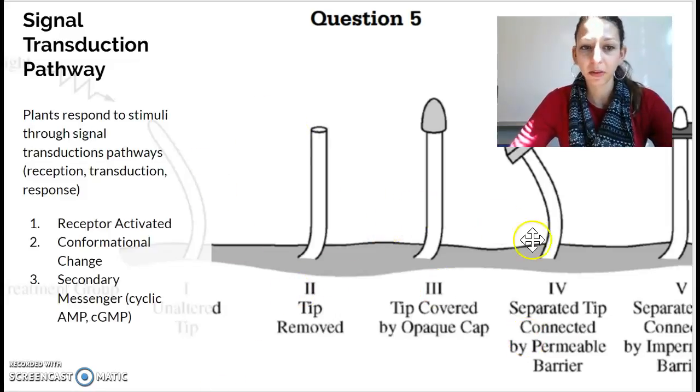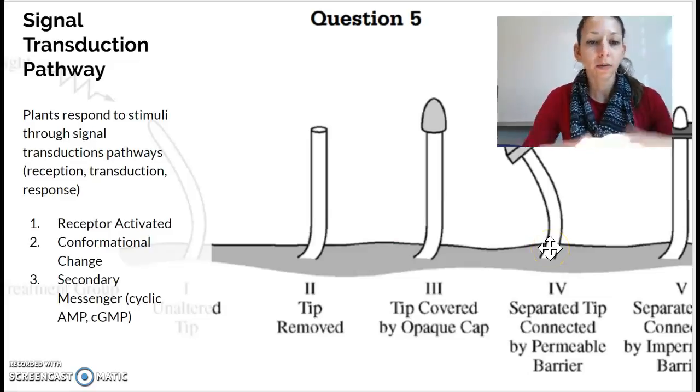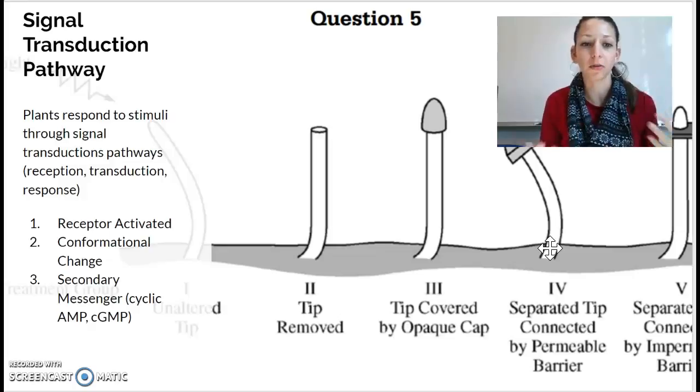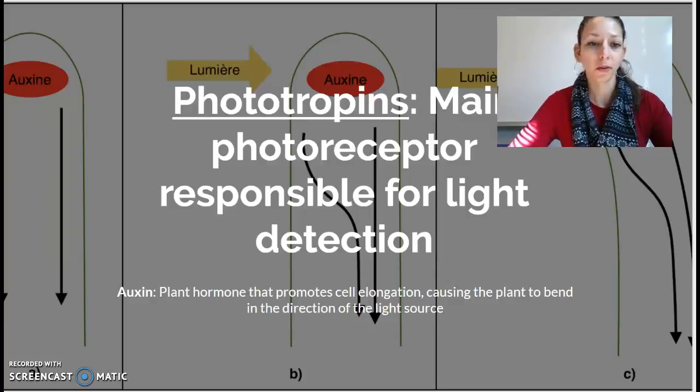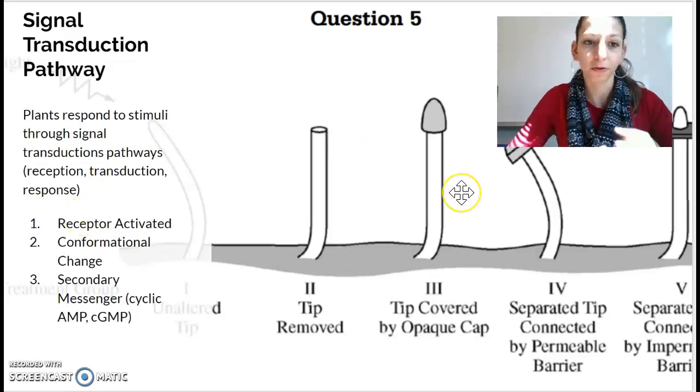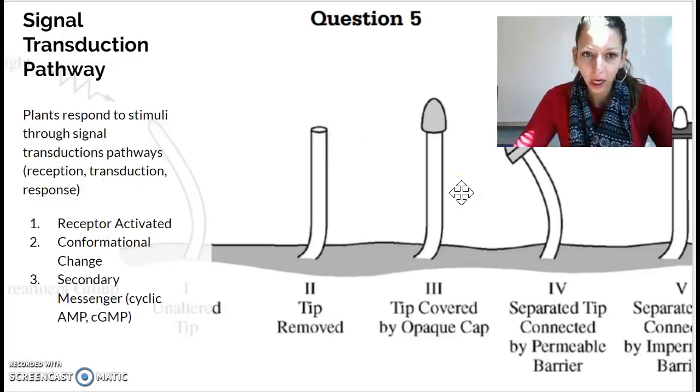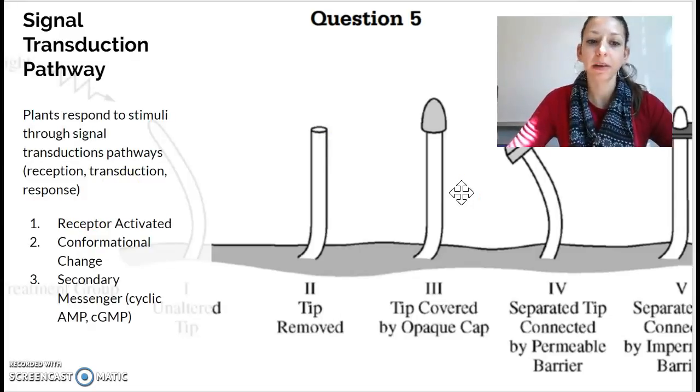And plants respond to stimuli through signal transduction pathways just like other organisms, animals do. And of course it involves reception, transduction, and response. So what happens is the receptor is activated. In this case, we're talking about the photoreceptor phototropin, and then there's a conformational change in whatever protein, and then we have a secondary messenger like cyclic AMP or cyclic GMP that triggers the signal transduction cascade of events.